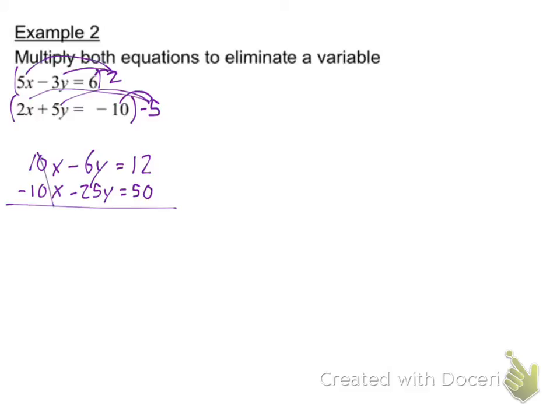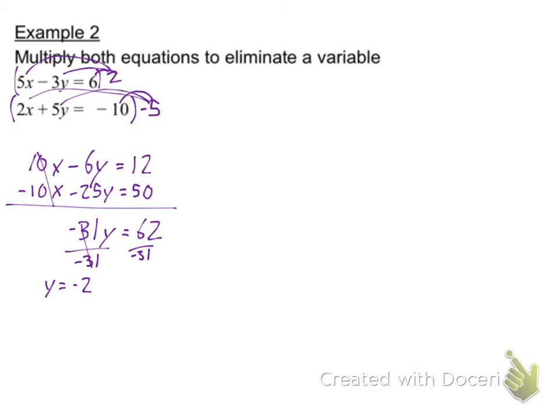Now I can add them together. Those are gone. What is negative 6 plus a negative 25? Negative 31y equals 12 plus 50, which is 62. This is not so bad. Divide by negative 31. And then everybody hopefully knows that y will equal negative 2.